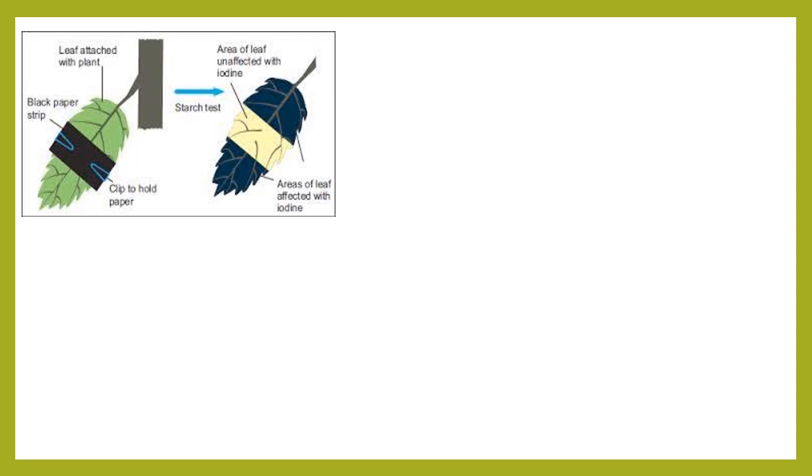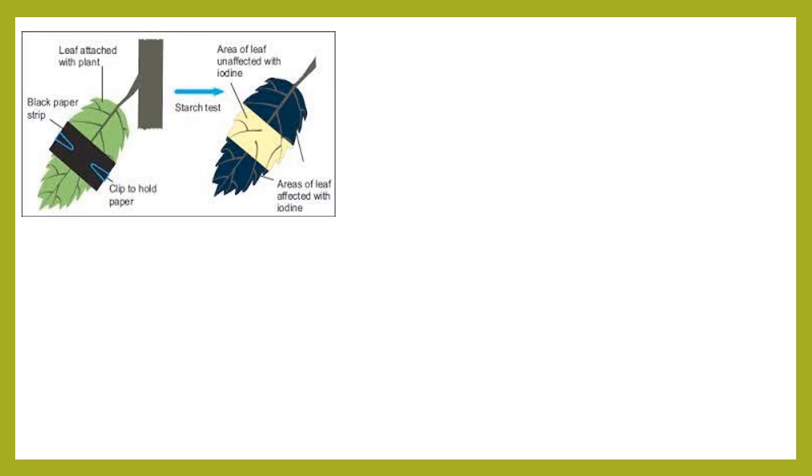Let's have a look. What are we saying here? A leaf that is attached to the plant. A black paper strip is attached here, so that these parts are not getting direct sunlight. So here there will be no starch. These parts are having the starch. That's why this is the area of the leaf.